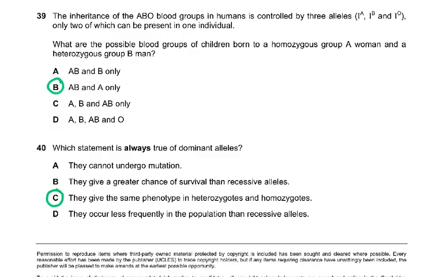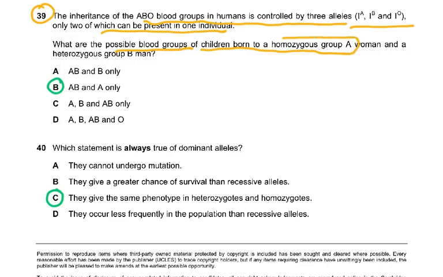Question 39. The inheritance of ABO blood groups in humans is controlled by 3 alleles, IA, IB, IO, only 2 of which can be present in one individual. What are the possible blood groups of children born to a homozygous group A mother? Homozygous group A means she has to be this. And a heterozygous group B father. Heterozygous group B means he has to be IBIO.